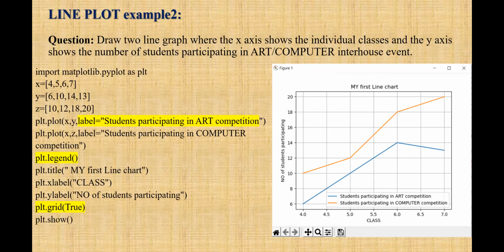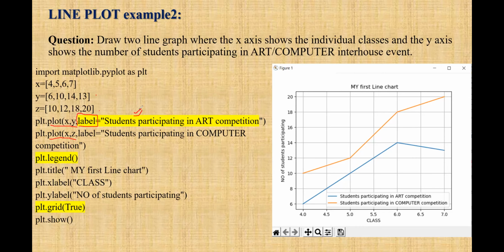So I'm going to use two plot statements. In one, I will say plot x and y. In the other one, I'll say plot x and z. So x के साथ एक बार y को plot करो, x के साथ एक बार z को plot करो. Okay, I can add this label here specifying what should be my data displayed in the legend.